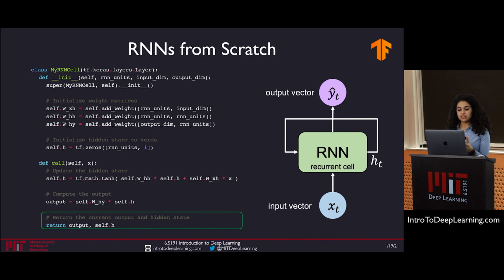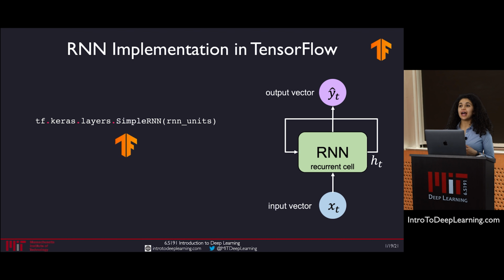So this breaks down how we define the forward pass of an RNN in code using TensorFlow. But conveniently, TensorFlow has already implemented these types of RNN cells for us, which you can use via the simple RNN layer. And you're going to get some practice doing exactly this and using the RNNs later on in today's lab.